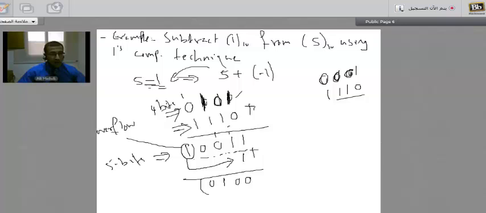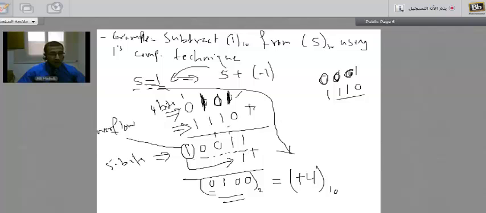Okay, so now we have this number in binary. Note something. The most left bit in this number is 0, which means plus. So this number is equal to plus 4 in decimal. Now go back to 5 minus 1. What does it equal to? It equals plus 4, which means our work is correct. So we have no problem.